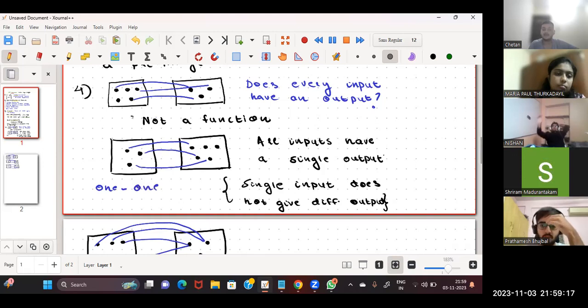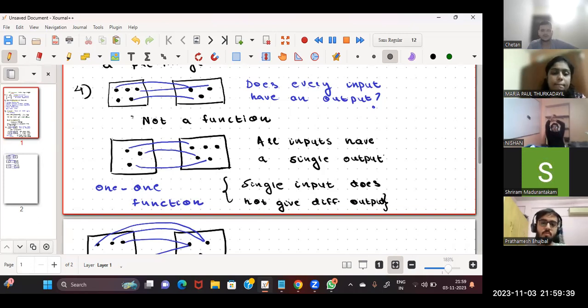Every input has exactly one output. That is correct. So this is a one-to-one function. And Prathamesh has also told us that every input in this has one output that is unique. So there are no two inputs mapping to one single output. So it is one-to-one. Is this an onto function?